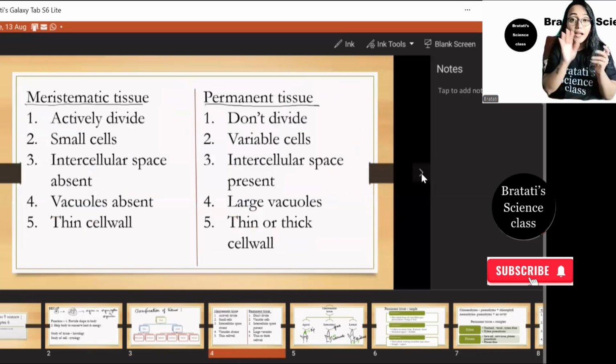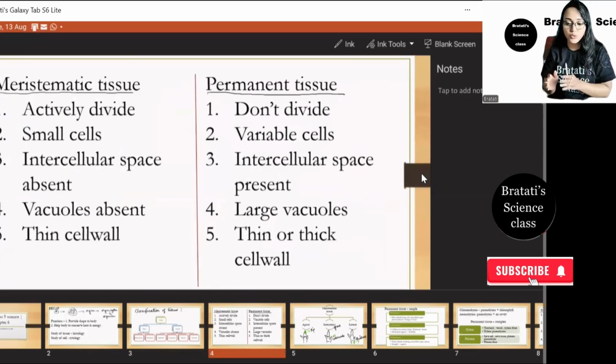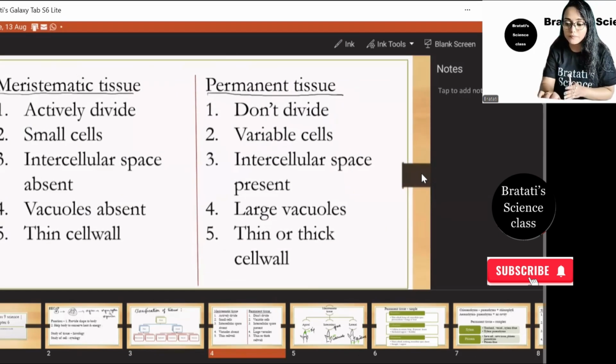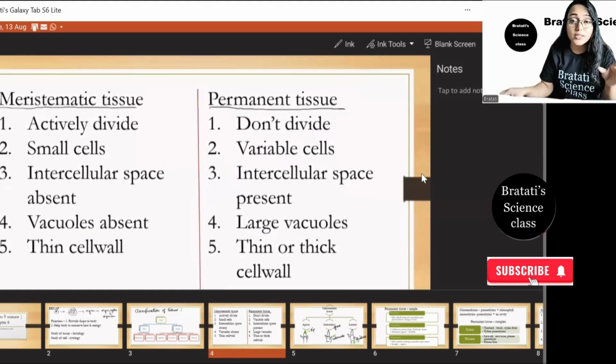First, we'll see the plant tissues. In that, what can be the difference between the meristematic tissues and the permanent tissues? Okay, so as you can see, the cells present in the meristematic tissues are very small with a thin cell wall. The intercellular space is also absent in them.